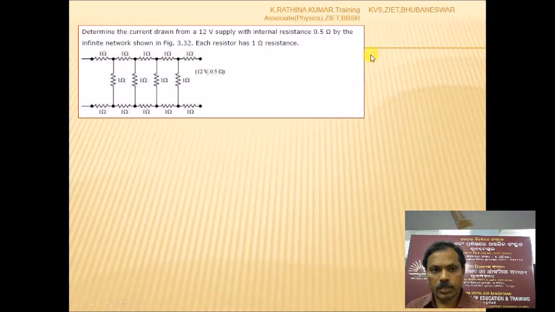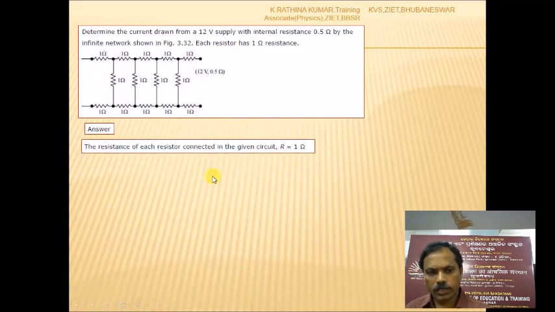Next, determine the current drawn from the 12 V battery with internal resistance 0.5 ohm by the infinite network shown in the figure. Each resistance has 1 ohm resistance, as on the diagram. All are connected in series, and in between, the resistors are connected. The resistance of each resistor in the given circuit is R = 1 ohm.